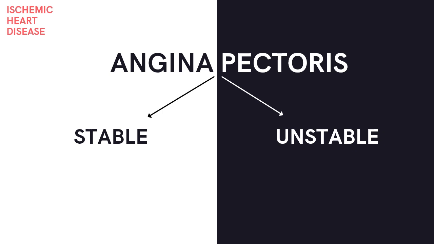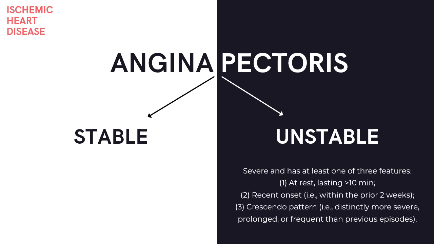Chest pain or angina pectoris can be further divided into stable angina pectoris and unstable angina pectoris. The characteristics that make angina pectoris unstable are if it is very severe and has at least one of these three features. The chest pain occurs at rest when the person is not doing anything and it lasts greater than 10 minutes. So, understand what the factors are that entail coronary artery oxygen supply and coronary artery oxygen demand.